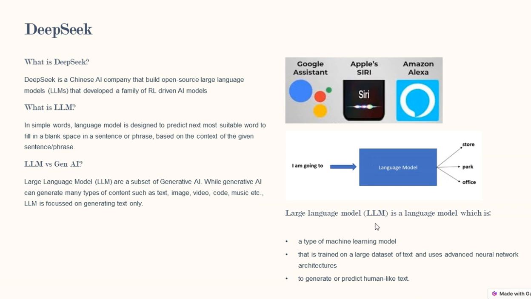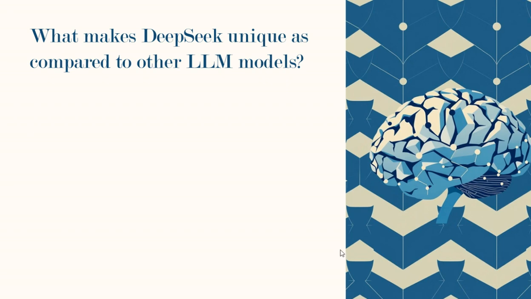So basically an LLM is a language model. It is a type of machine learning model which is trained on a large data set of text and uses advanced neural architectures, and it generates or predicts human-like text. Now DeepSeek is an LLM. The next question is, what makes DeepSeek unique as compared to other LLM models? There were LLM models before, and DeepSeek is developed on LLM models, so what makes it different?